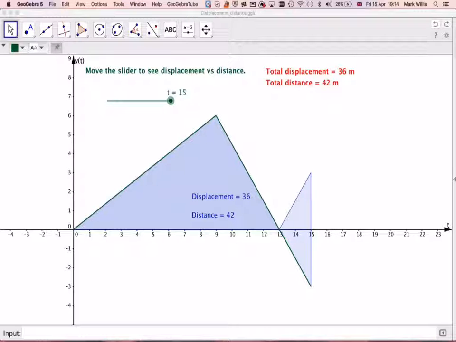So to get distance, you'd have to integrate the absolute value of the function, which is that. But to get displacement, you just would have to integrate the function from here to here, and you wouldn't have to take into account of it being below or above the axis.